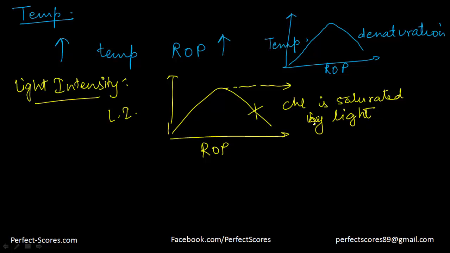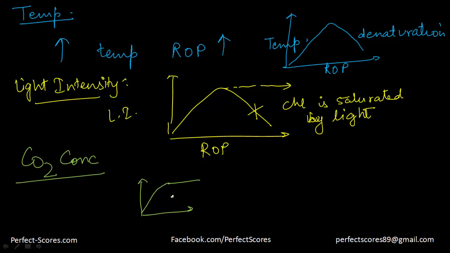Now, different wavelengths of light have different effects on the rate of photosynthesis. For instance, green light is not at all used, and that is the reason why plants reflect back the green light. And the third important factor is concentration of carbon dioxide. As concentration of carbon dioxide increases, the rate of photosynthesis also increases till a certain point. After that, if carbon dioxide increases, it will not have any effect on photosynthesis because the enzymes become saturated.